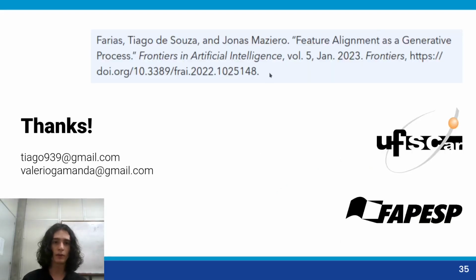Here is a paper that explores the feature alignment technique more deeply, and this paper discusses more about adapting this technique to train neural networks locally.